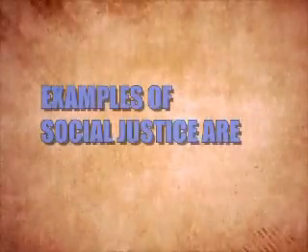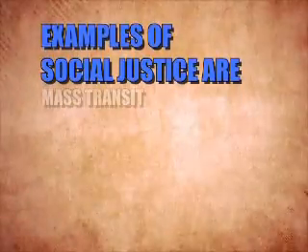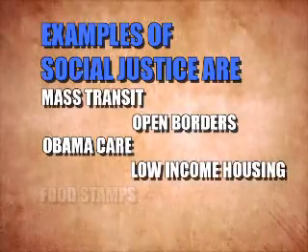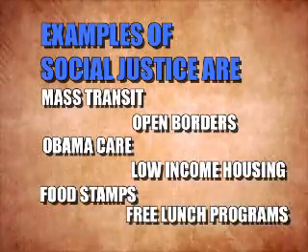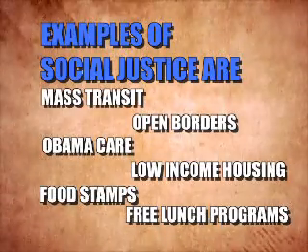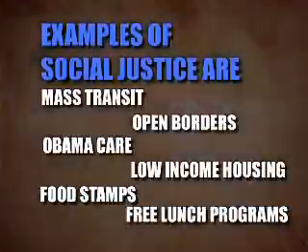Looking at all 4 examples, it is not hard to see why solutions like mass transit, open borders, Obamacare, low-income housing, food stamps, free lunch programs in the schools, and open borders are all part of the sustainable development equation because they create social justice.